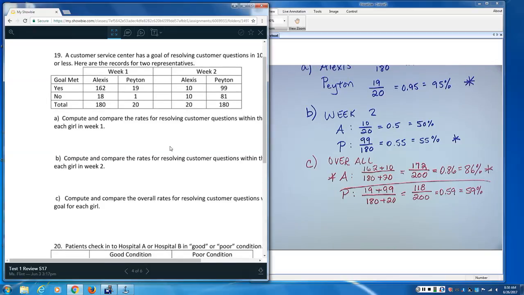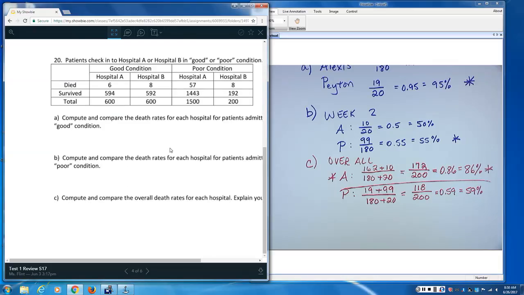Was that the only one, or do you want to look at 20? 20. Yeah, just the last word. Okay, same thing there.